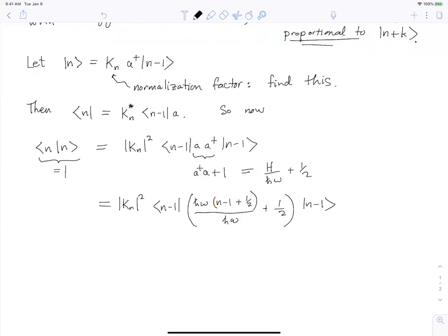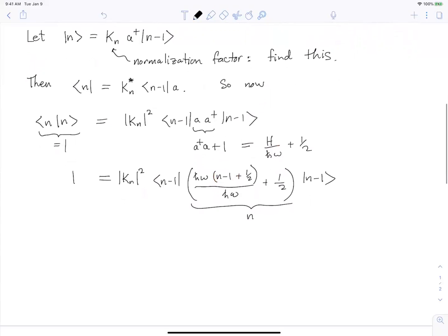Okay, and now this simplifies to nothing other than n. The whole thing, remember, is supposed to equal 1. And so this is equal to k sub n squared, I should put this in absolute values, times <n-1|n-1>, which is 1, we're assuming.